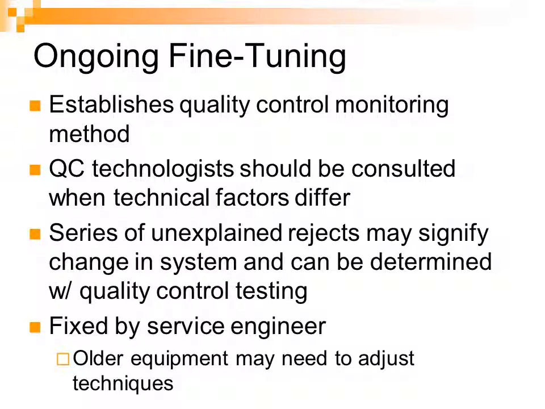So kind of remember that we discussed before, as your machine ages or your tube ages, it can require just a different technique. Or you might end up with a series of unexplained rejects, which may signify a change in the system and can be determined with quality control testing. So it may be something wrong with the actual machine if they start to alter or change too much. It all should be fixed by the service engineer, and again, with older equipment, you just might have to keep an old technique.